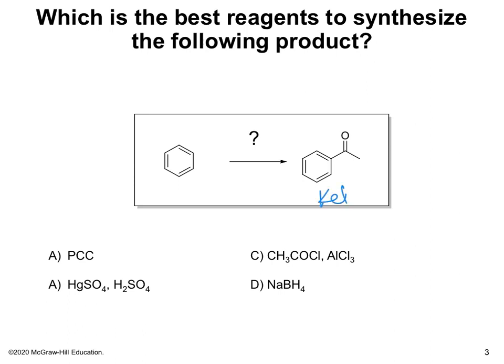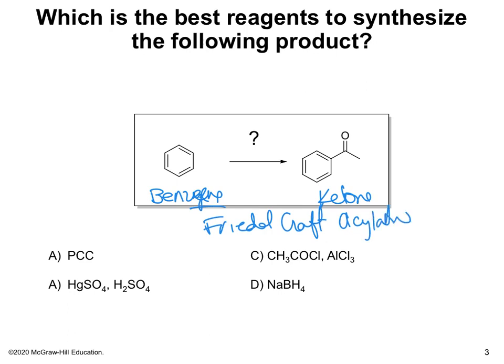Okay, another ketone. A ketone from a benzene ring. So this is the functional group transformation. This is Friedel-Crafts acylation. To make a strong electrophile, you need an acid chloride and a Lewis acid, aluminum trichloride. That makes the acylium ion. That's your electrophile.